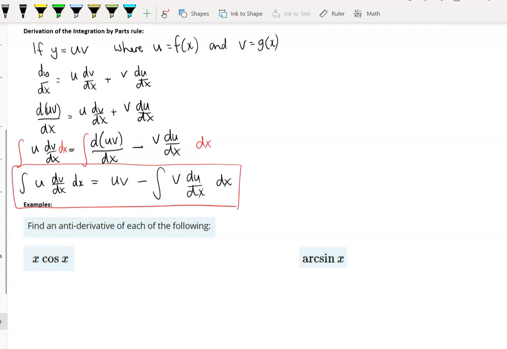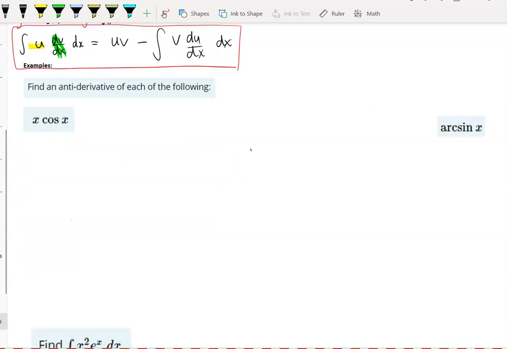Okay, now sometimes it's written as a shortcut, or shorthand, it's just written as the integral of u dv is uv minus the integral of v du. And that's the shortcut way of writing it. We've just left off all the dx's, but we're assuming it doesn't matter if it's dx or dt, it doesn't make any difference. Let's have a look at an example.